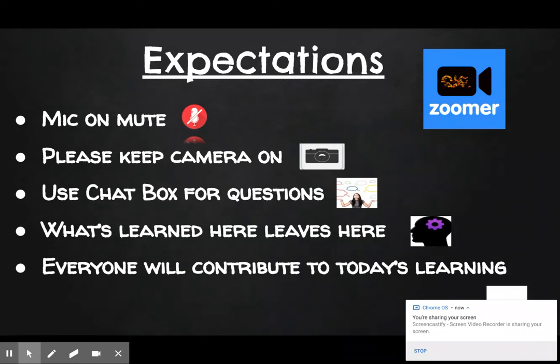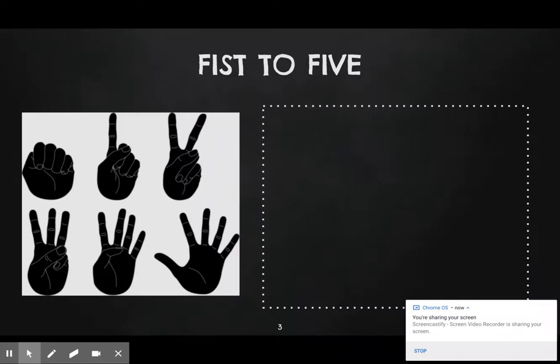So here are expectations for the live interaction. Your mic is on mute, keeping your camera on, using the chat box for questions, what's learned here leaves here, and then everyone will contribute to today's learning.